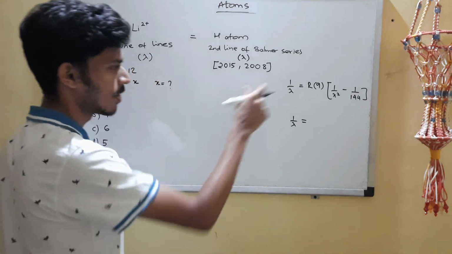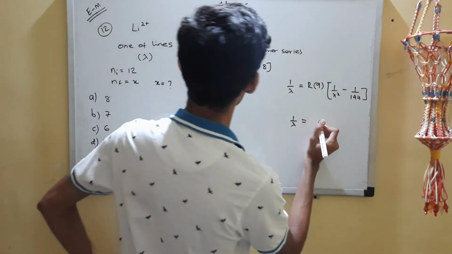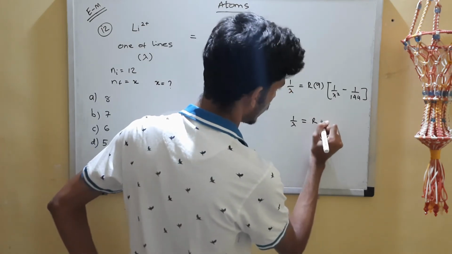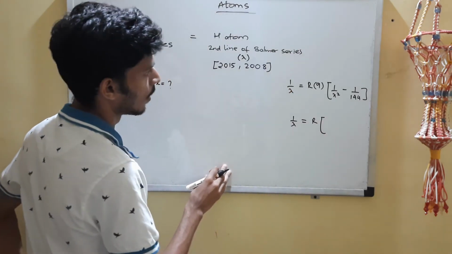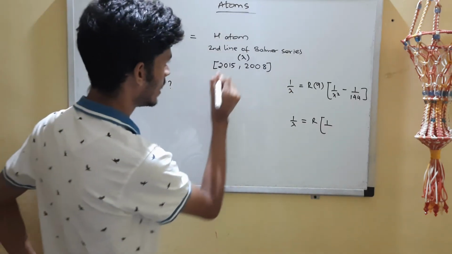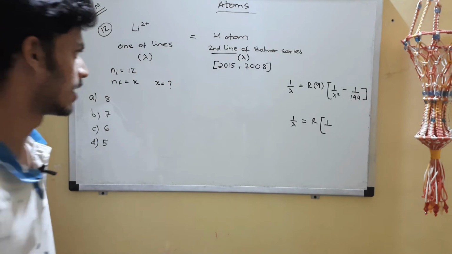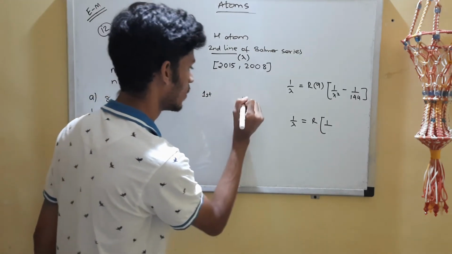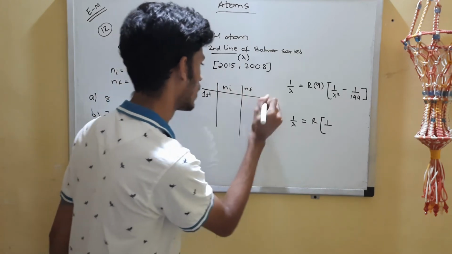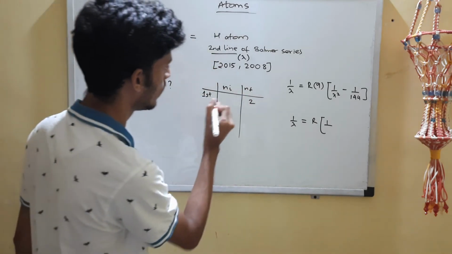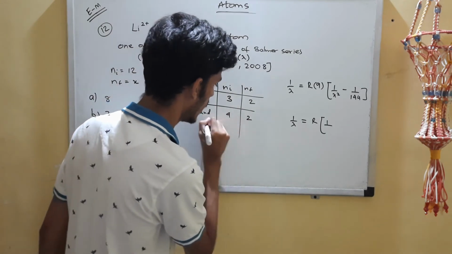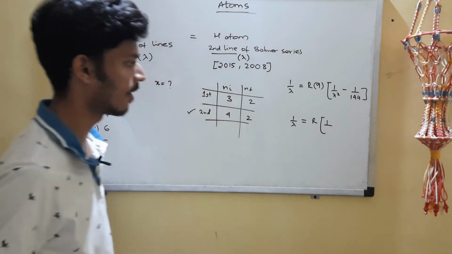Now lambda is the same, so their reciprocal is also the same, of course, right? So 1 upon lambda equals R Z square. Z square is 1 square, so leave it. And then 1 upon n. Now n final and n initial for the second line of Balmer series, right? First of all, we know that n final for Balmer series is 2, right? So the first line will be from 3 to 2, the second line will be from 4 to 2, of course, right? So this is the transition that we want, right?